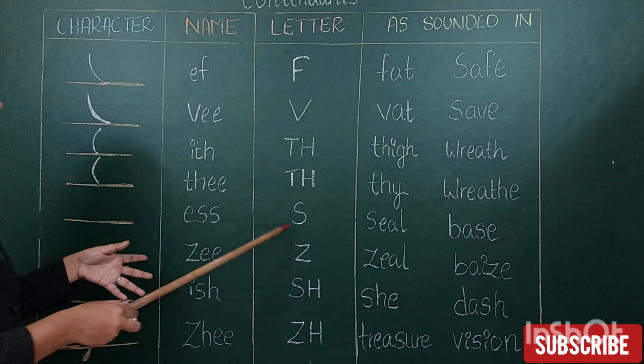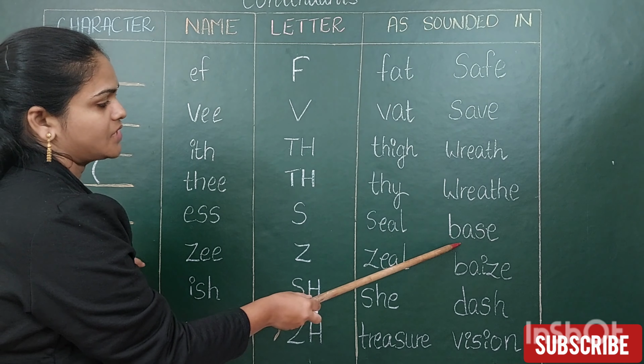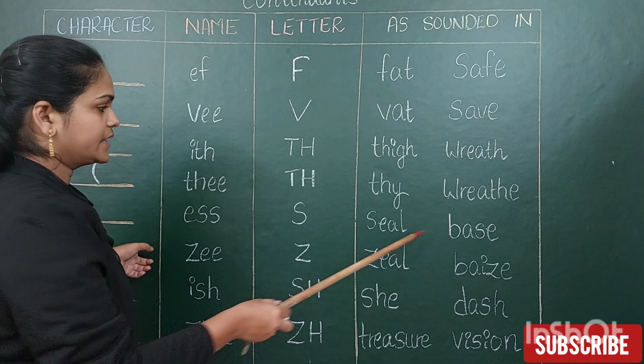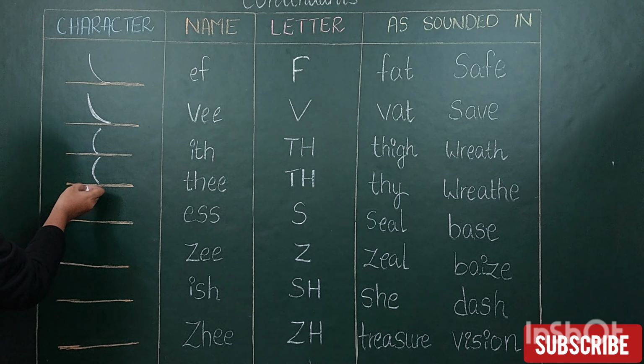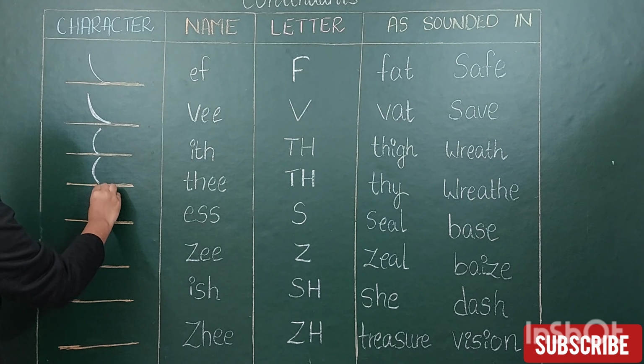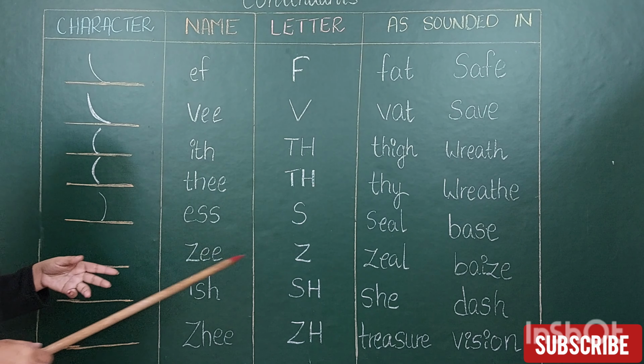So here if you take S, it sounds in "seal", "base". Starting S is there, in between S is there. So when you want to write S, it is the opposite of this curve. You are going to write the opposite curve. It is a lighter one. And next Z.